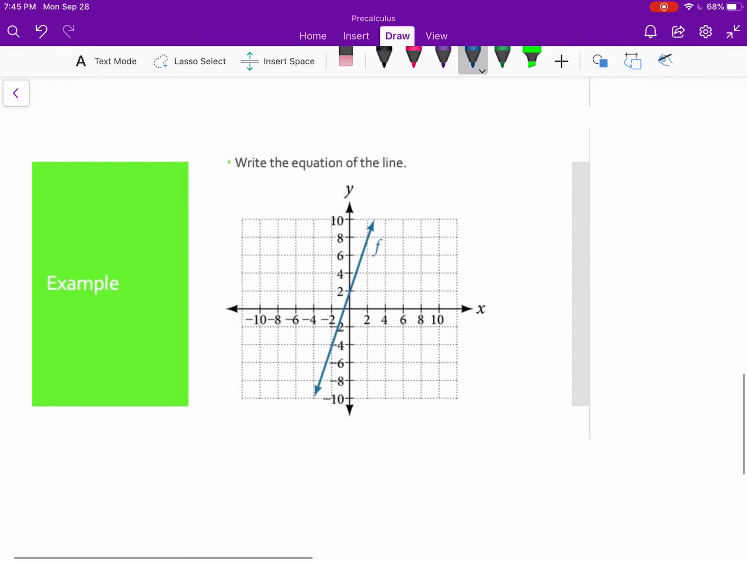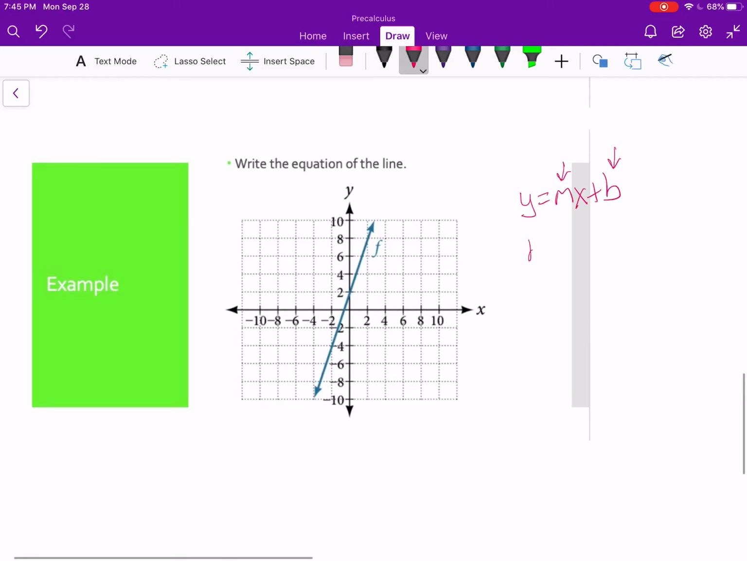And last example, let's write the equation of the line from the graph. So when you have this, it's easiest to use slope-intercept form. So remember y equals mx plus b. So we need to find our slope and our y-intercept. The y-intercept is really easy. You just got to look at it. Where does the line cross the y-axis, which is right there. So b in this case is 2.